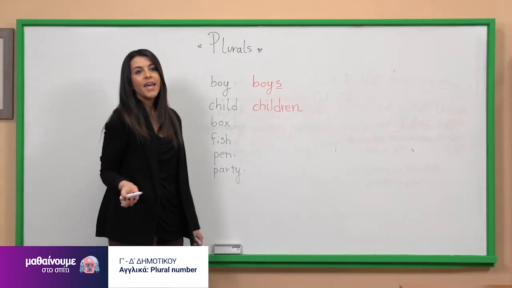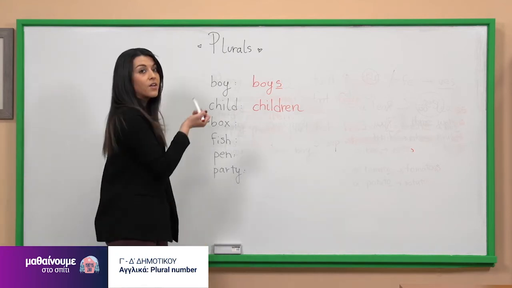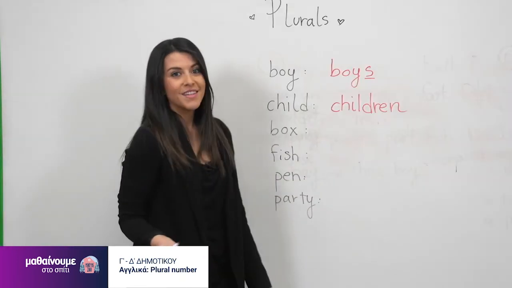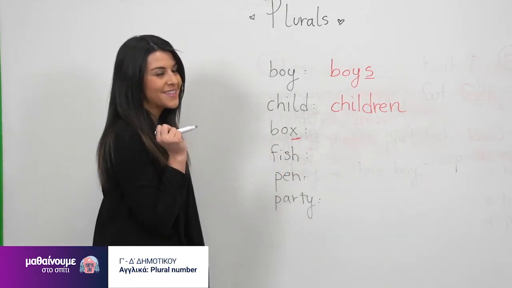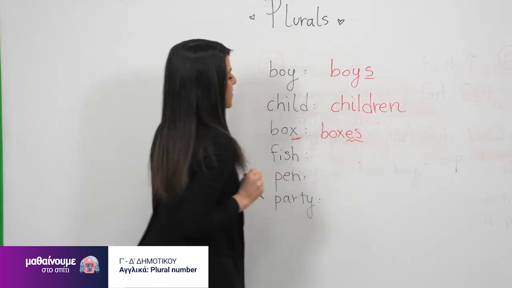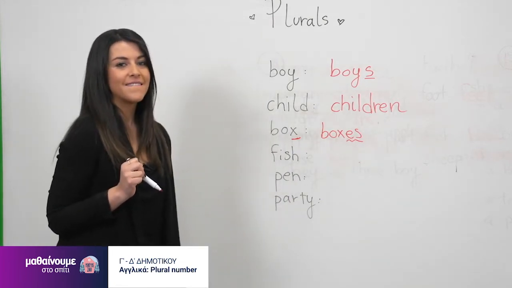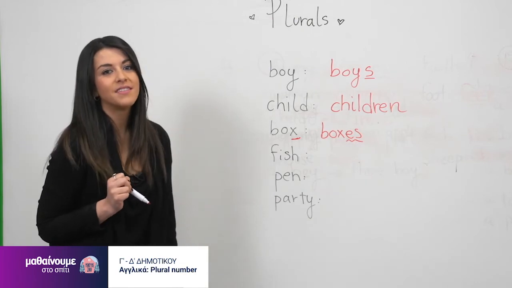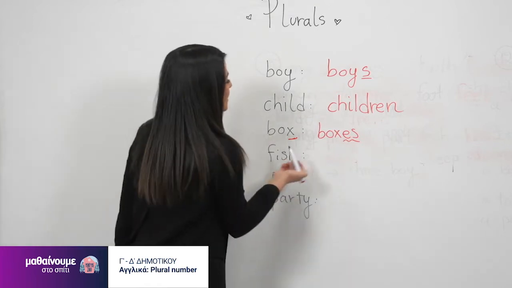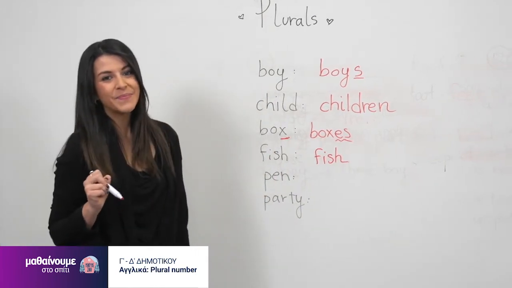Box. Okay, I'm giving you some time to think. Maybe you can write it down. I would recommend you write it down. You can write it in your notebook. Γράψτε τα ίσως στο τετράδιό σας για επανάληψη. Box. It ends in X. So you add ES. Boxes. All right? Okay. Fish. Everyone says fishes. Actually, sometimes people use it as well, but the rule says that it stays the same. Fish, fish. I hope you guessed it.